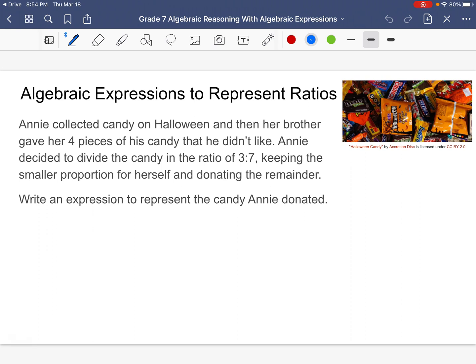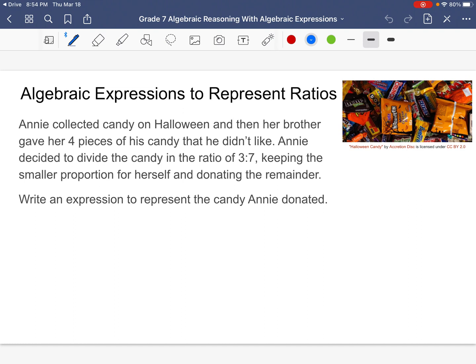So here we have a situation where Annie collected candy on Halloween, and then her brother gave her 4 more pieces of his candy. She decided to divide the candy in the ratio of 3 to 7, keeping the smaller proportion for herself and donating the remainder. And we're asked to write an expression to represent the candy she donated.